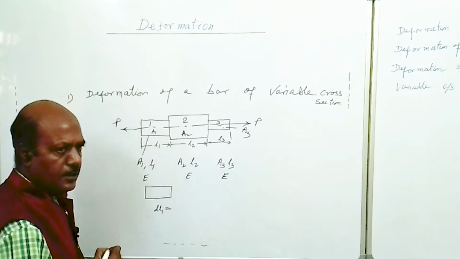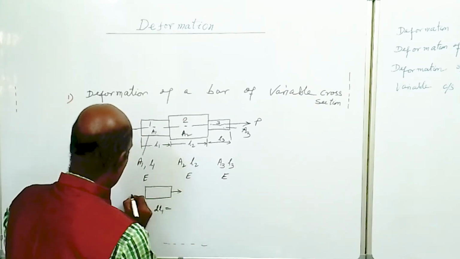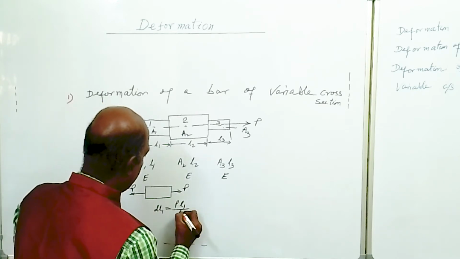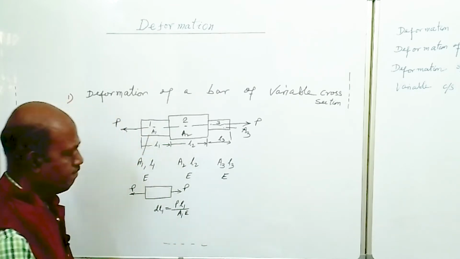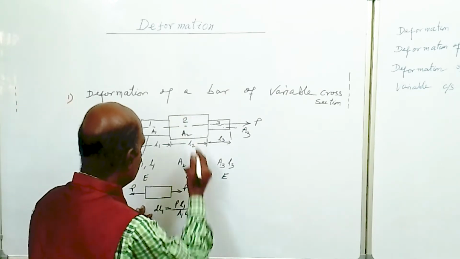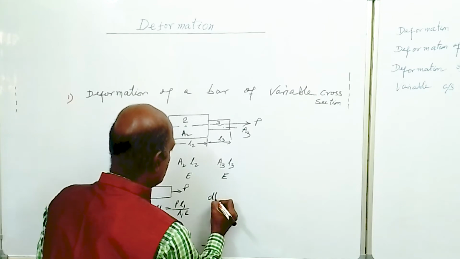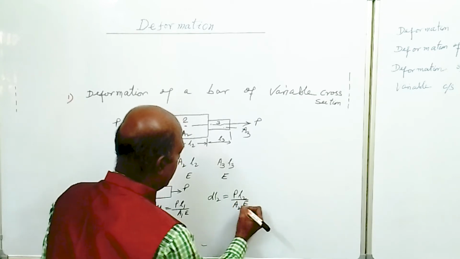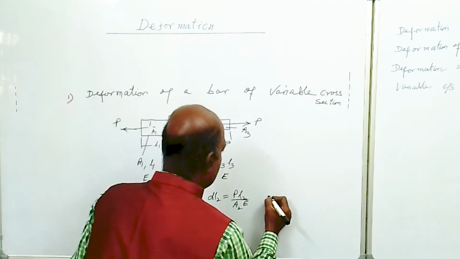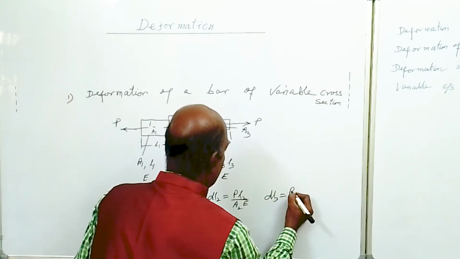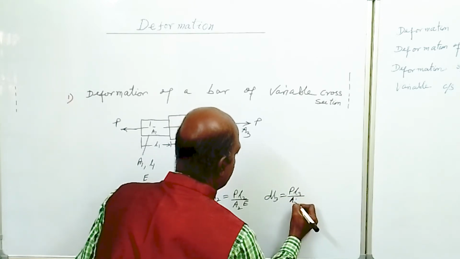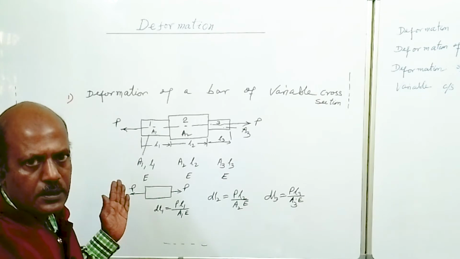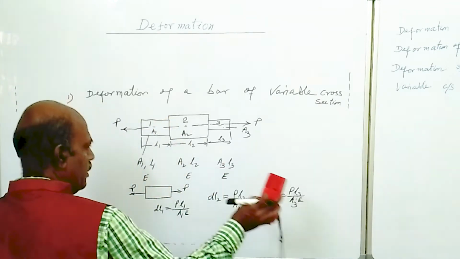Say it is given by dl1 is equal to, so load is P, so we can write P into L1 by A1 into E. Similarly, we can write the deformation produced in the second section, dl2, given by P L2 by A2 into E, and for the third section the deformation produced, dl3, is given by P into L3 by A3 into E. So we have got the deformation produced in section 1, section 2 and section 3. Now the total deformation of the bar we can easily calculate.